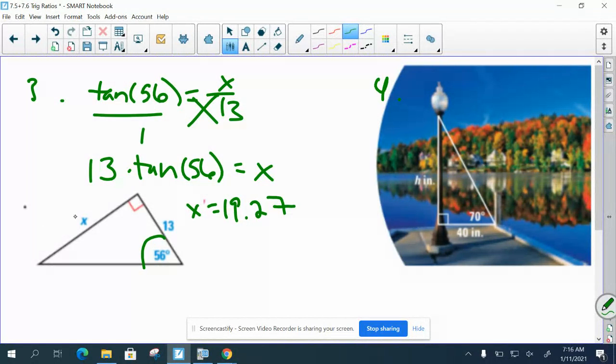Also, remember that x is a length, okay? It's not a degree. I don't really know what the length here is. You could call it units. It's not units squared, it's just units.